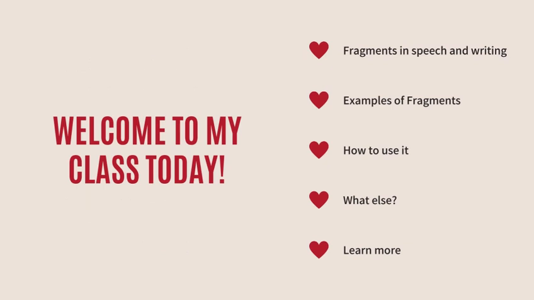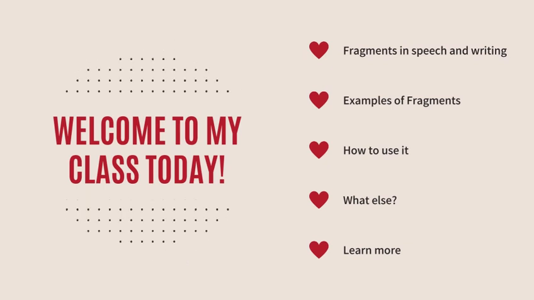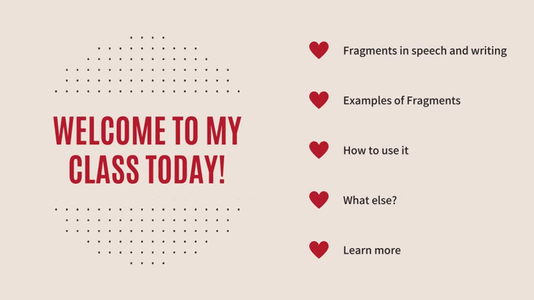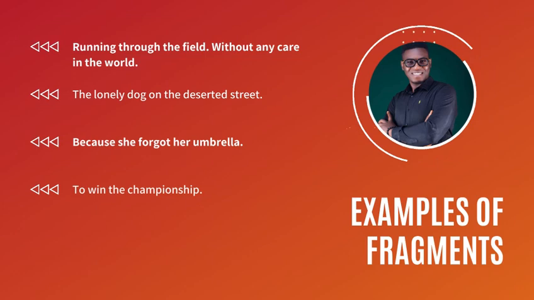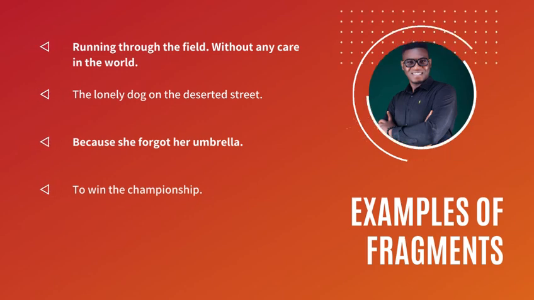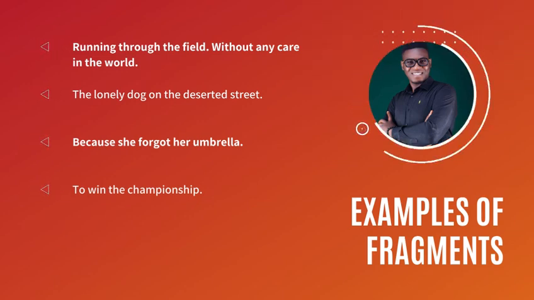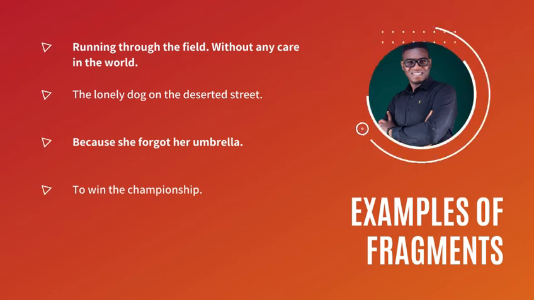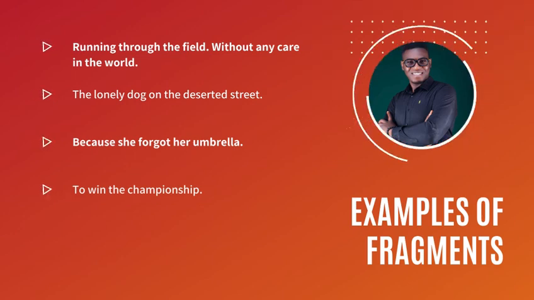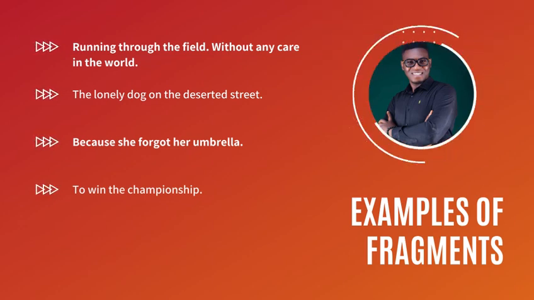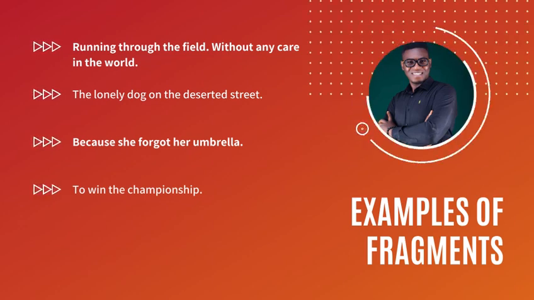So today we'll be looking at fragments in speech and writing, examples of fragments, how to use them, and what else you need to know and what you need to learn more. So, fragments in writing refers to groups of words that are punctuated as if they are complete sentences but lack one or more necessary components of a grammatically correct sentence, such as a verb or subject. Fragments often occur by failing to include the main clause. They may be deliberate stylistic choices or unintentional errors.